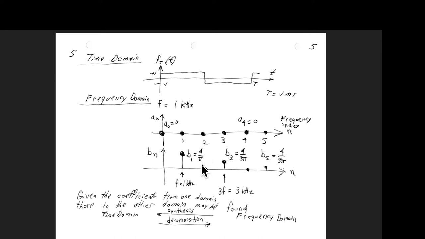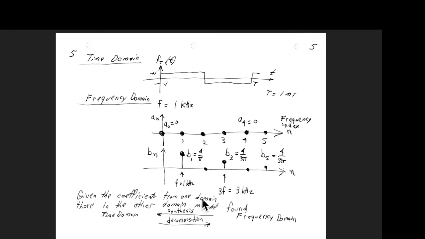The B1 amplitude, 4 over pi, or approximately 1.3, corresponds to the 1 kilohertz sine wave. B3 corresponds to the 3 kilohertz sine wave.